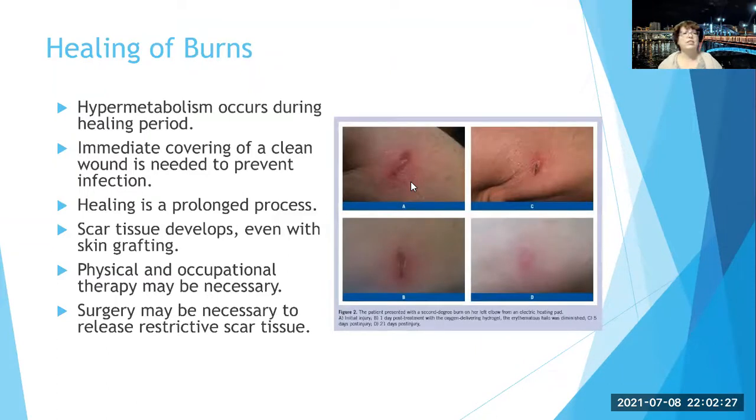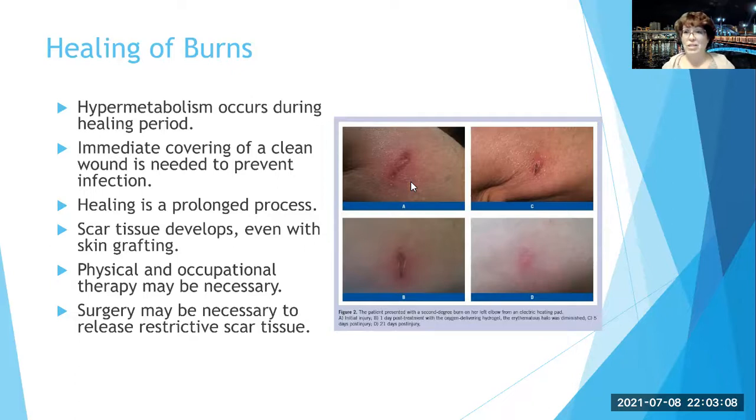So when burns are healing, you get hypermetabolism during the healing period, meaning you're going to need more nutrients because the body is really trying to recover. An immediate covering of a clean wound is needed to prevent infection. Healing of deeper burn wounds can be a prolonged process, and scar tissue is always going to develop, even with skin grafting, with anything above a second degree burn. Physical and occupational therapy are often necessary for maintaining mobility, and surgery may be necessary to release restrictive scar tissue.